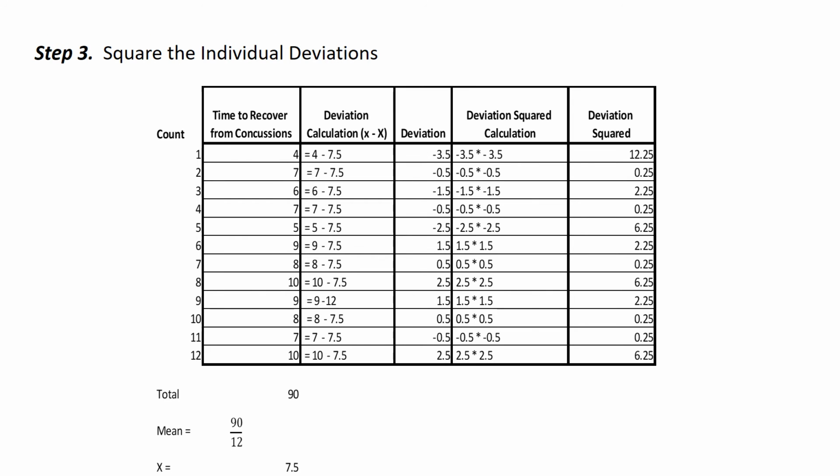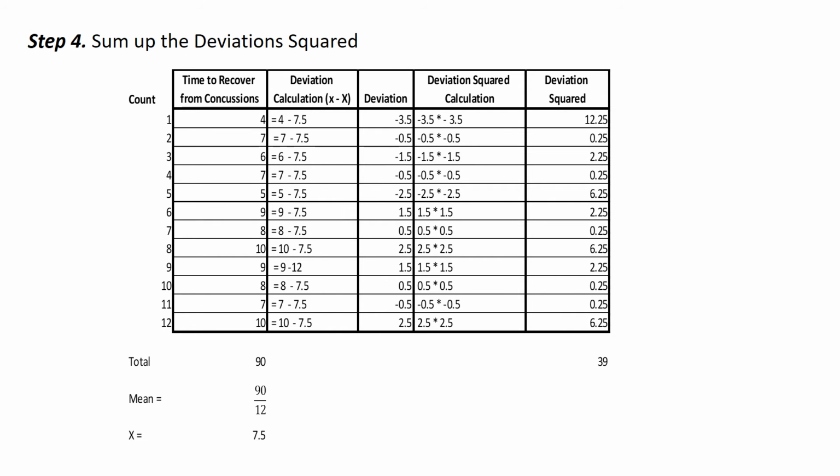We square each individual number of those. Negative 3.5 for the first one. Negative 3.5 times negative 3.5, negative 3.5 squared, which is 12.25, as I did before. I sum all those deviations squared up, which is 39.